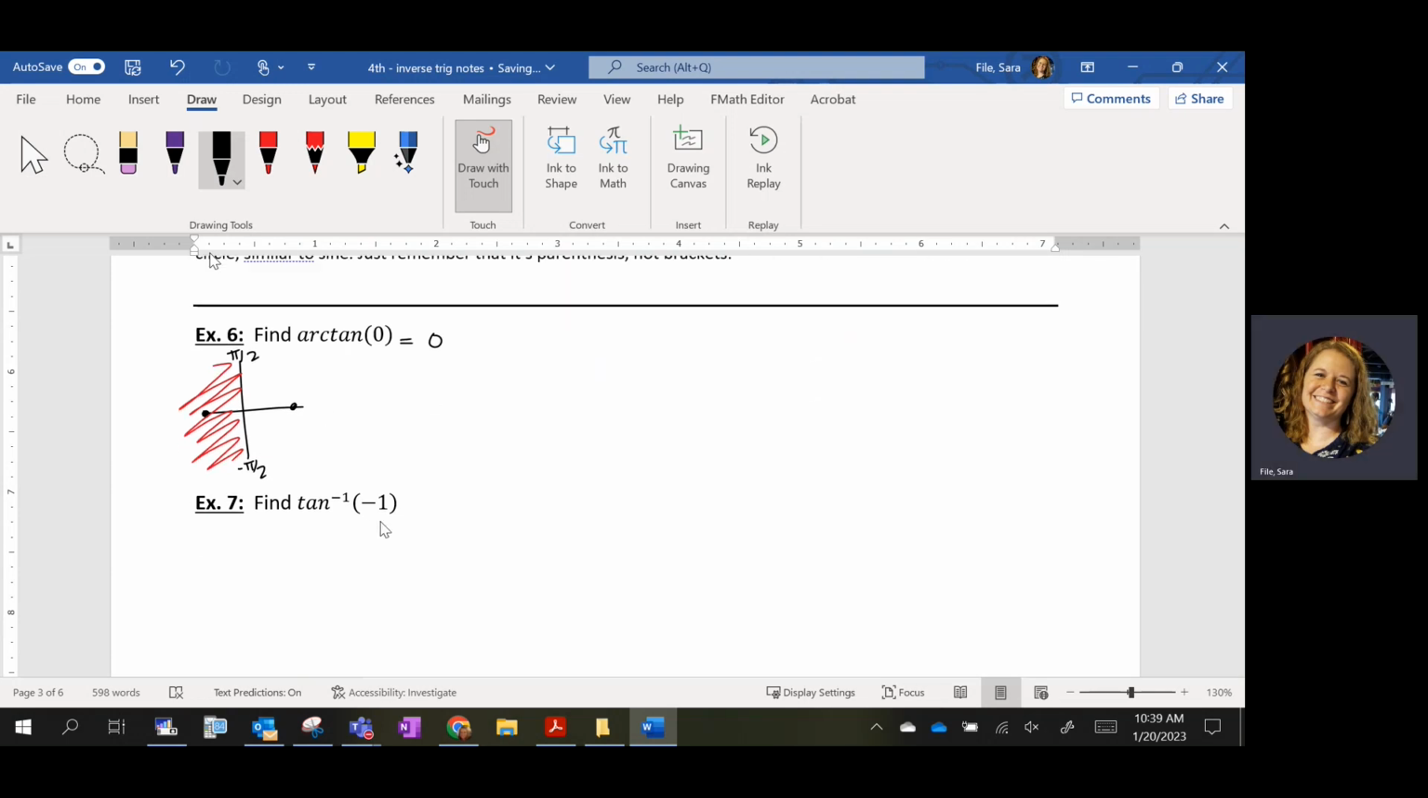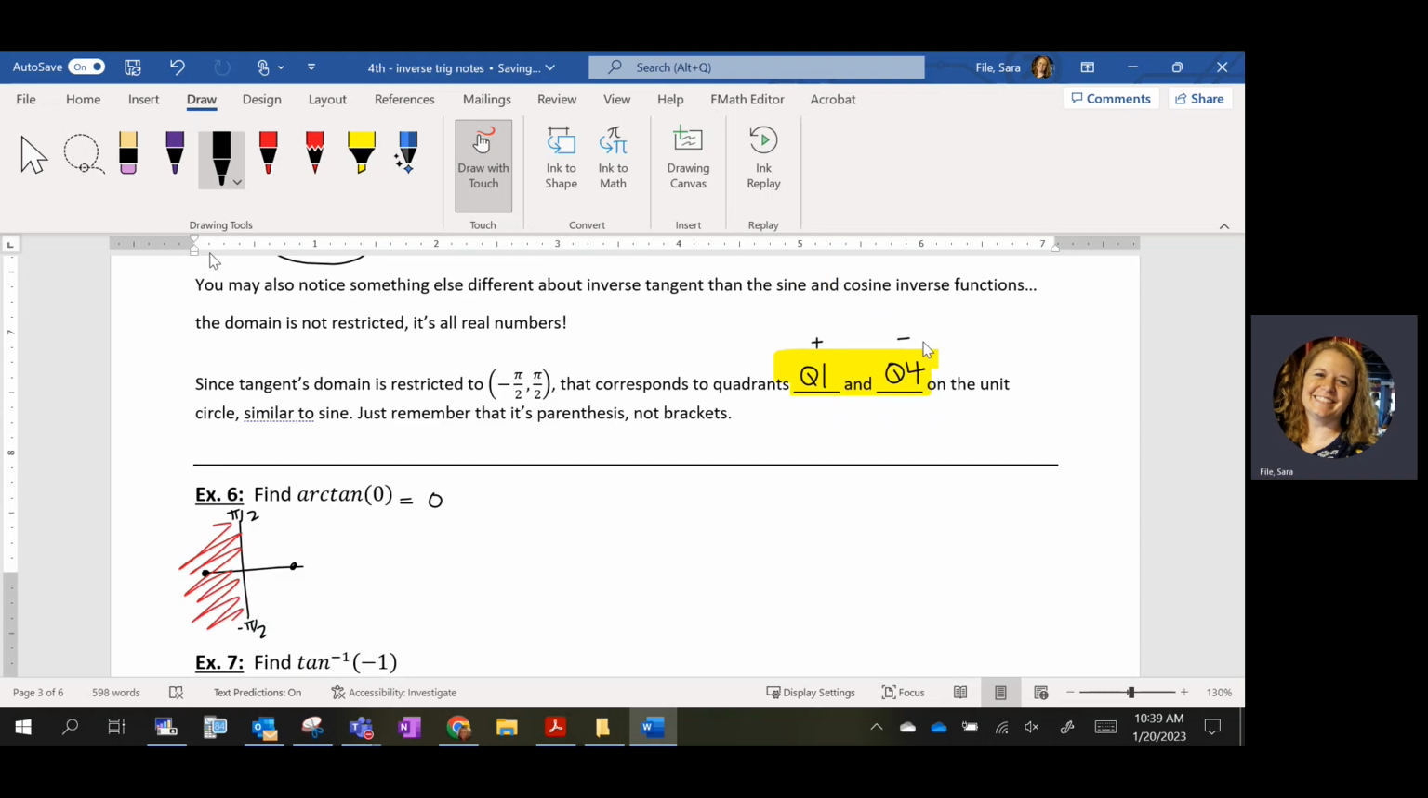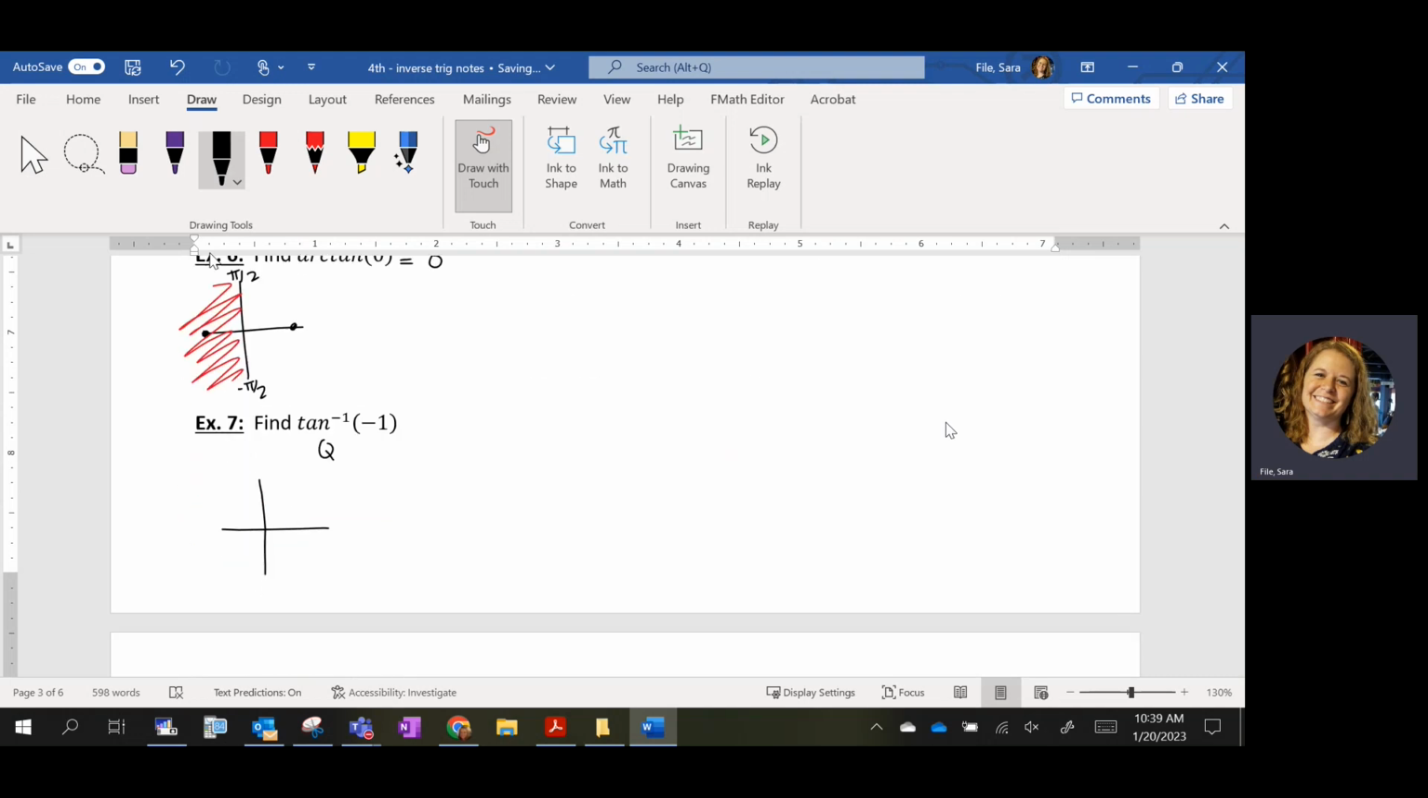Okay, inverse tangent of -1. So we're looking for where the tangent value is -1. Well, it's negative, so what quadrant are we going to be in? Our answers are only coming from quadrant 1 or quadrant 4. If it's negative, our answers are going to come from quadrant 4. So we're looking in quadrant 4. Remember, this is no man's land over here for inverse tangent. So at what angle is tangent -1?